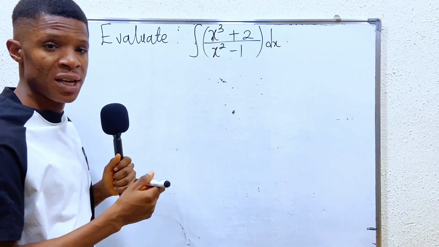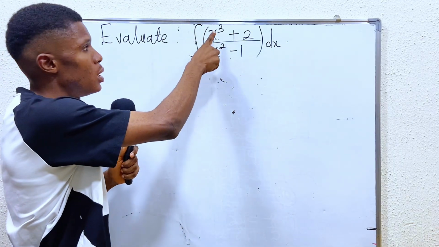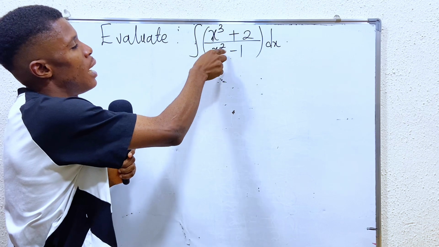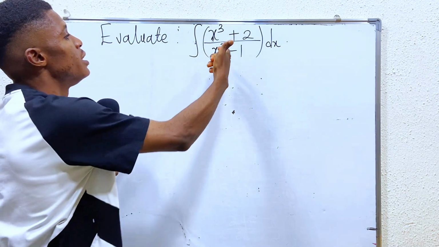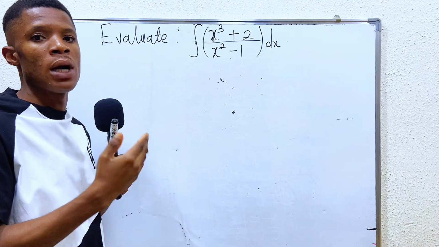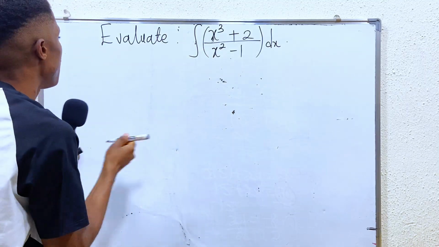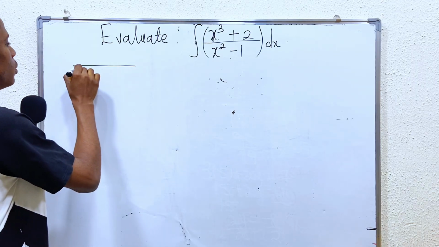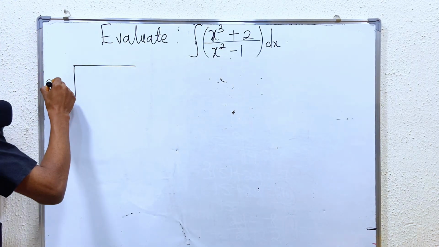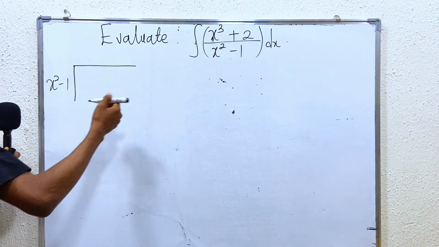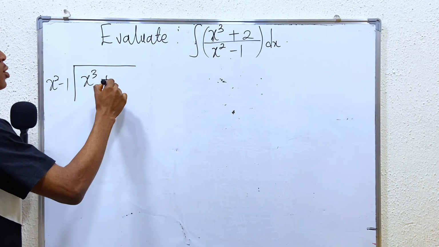by partial fraction, we see that the highest degree of the numerator is 3 and that of the denominator is 2. So we need to divide, because we won't accept the numerator to have the higher degree. To divide that, we are going to make use of the long division method. The divisor is x squared minus 1, and it is dividing x cubed plus 2.